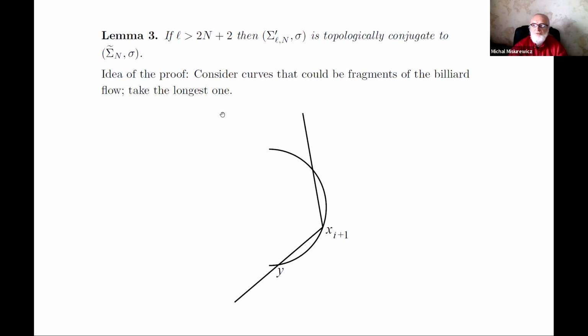The idea of the proof is just a variational proof. So you want to show that you can realize every trajectory for your code. And how do you realize it? You take all curves, not curves, all things that could be trajectories in this picture.